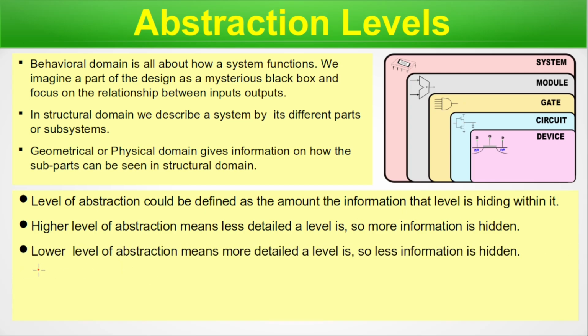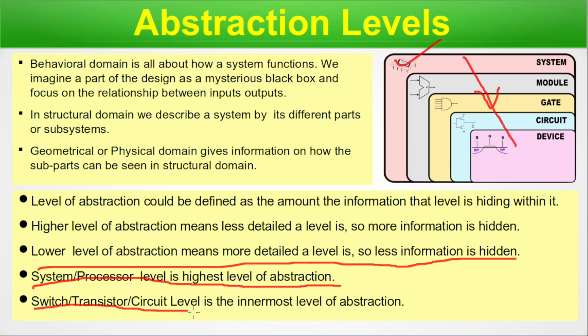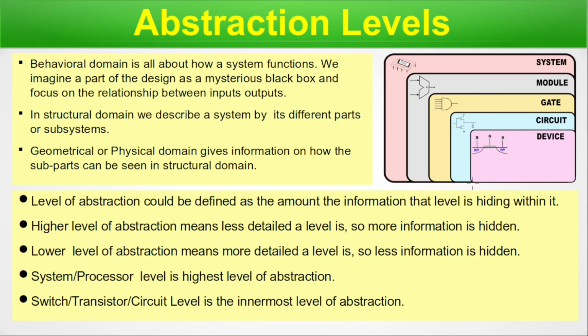Here, lower level of abstraction means more detailed a level is. That means as we go down here, if I draw an arrow, the more detail we are getting. System or processor level is the highest level of abstraction. So this is the highest level of abstraction, and this is the system or processor level. Switch or transistor or circuit level is the innermost level of abstraction. So I said here it is the transistor level, and in the synthesis generic term I have also shown you, right, there is a layout synthesis process also. This way the abstraction is defined at different levels.